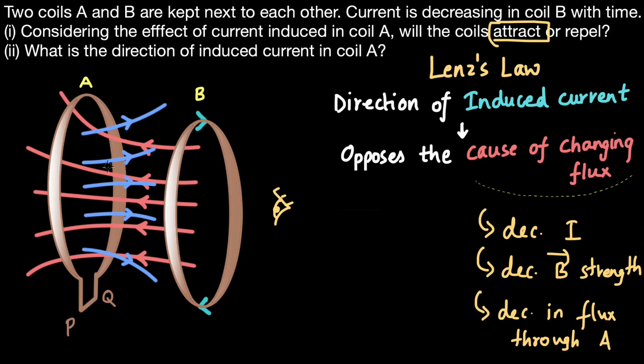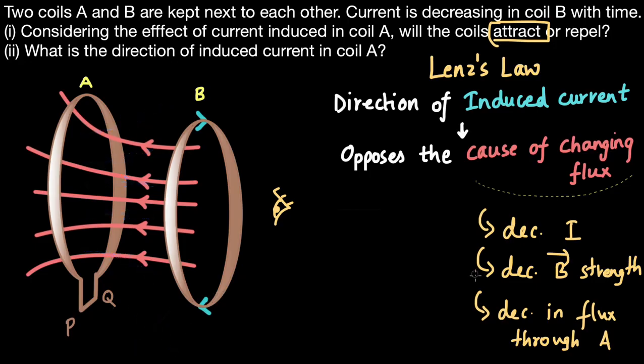There would even be lesser number of field lines passing through coil A. But that is not what the law says. The key here is that opposition should be to the changing flux and not just flux itself. So the field lines cannot go in this direction. This is wrong. So let's remove these field lines.